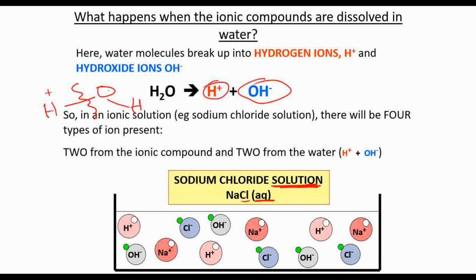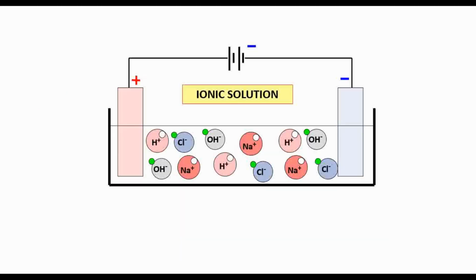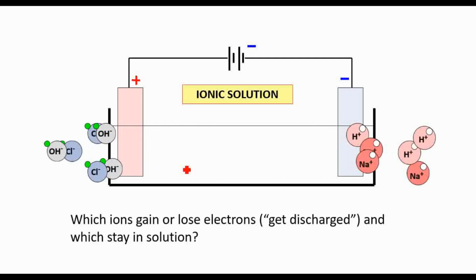Now, how does this affect the products being formed? What you will end up having when I switch my circuit on is 2 sets of ions migrating to the anode and 2 sets migrating to the cathode. So remember, negative is cathode.